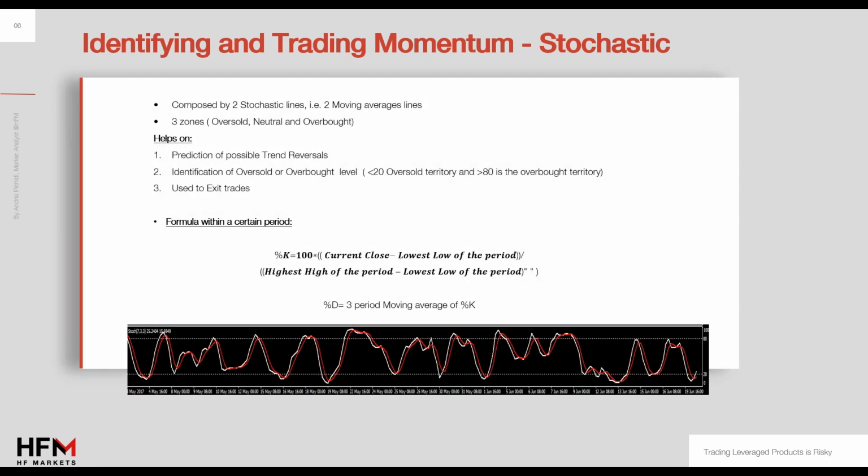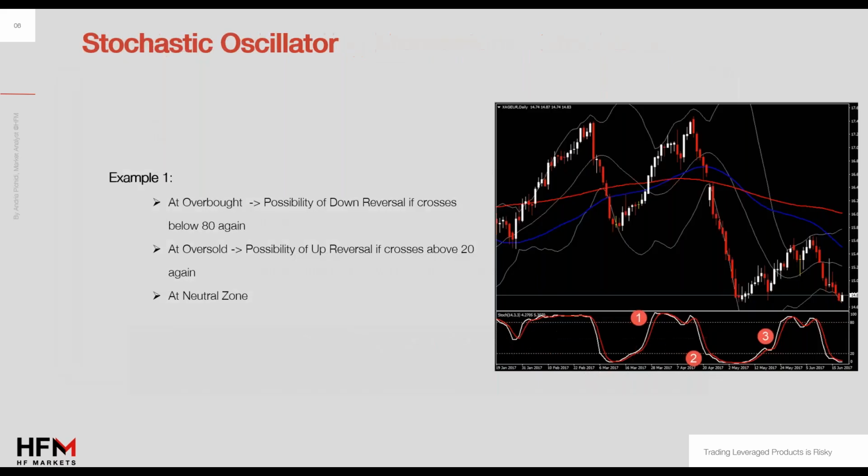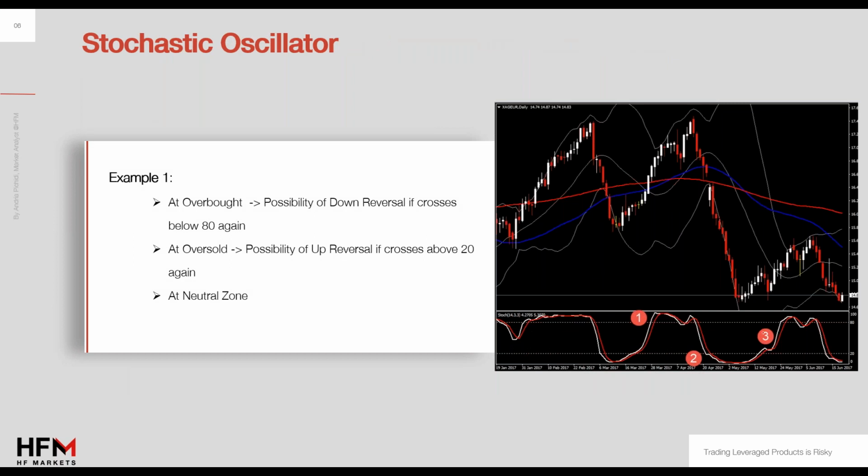So we have seen what it is composed of, we have seen the zones, and we have said that it helps us with the identification of trend reversal, of overbought or oversold conditions, and entry or exit points. Okay, so I will explain right now what I mean. Here we have an example. Here is silver against euro. That's daily again, but it doesn't matter, guys. It was just easier for me to find good examples.